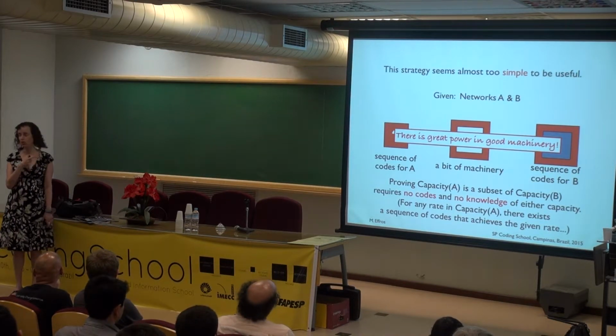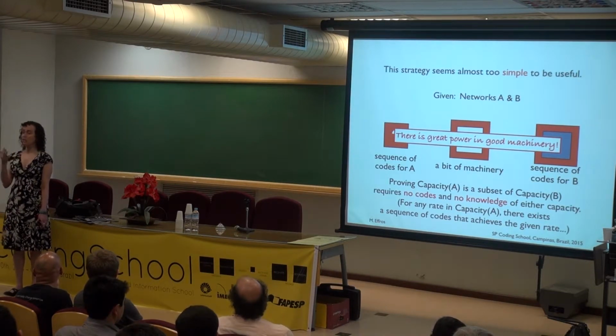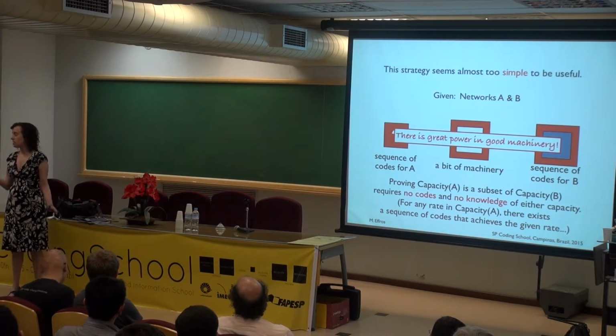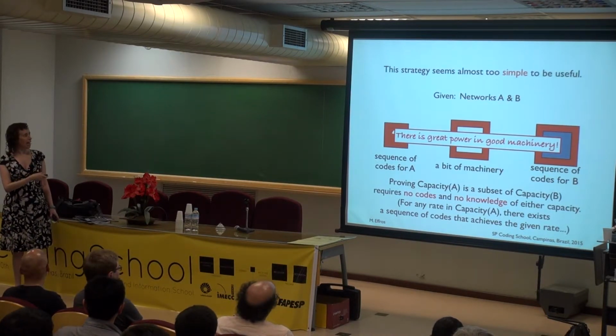So the first example, which we'll come to very shortly, will ask questions like, look, if I add delays to my network, will that change the capacity? That gives me a network A.